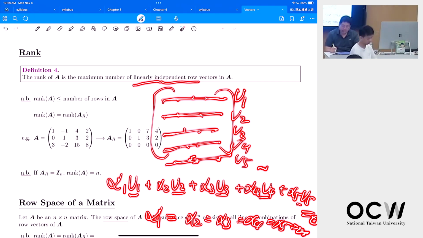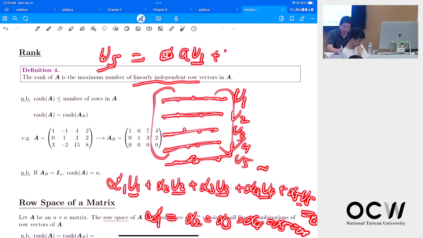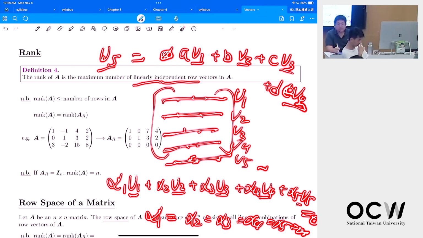If you find that v5 can be the linear combination of your v1, v2, v3, and v4, then v1 to v5, they are not linearly independent, because one vector can be expressed by the linear combination of other vectors. But if we cannot find any vector to be the linear combination of any other vectors, then they are linearly independent.